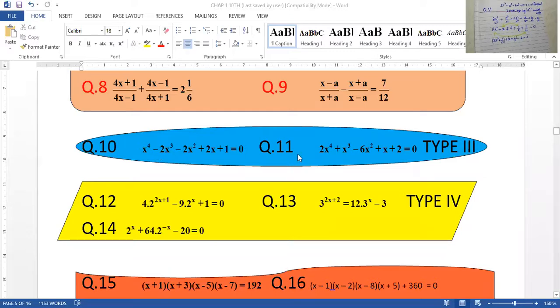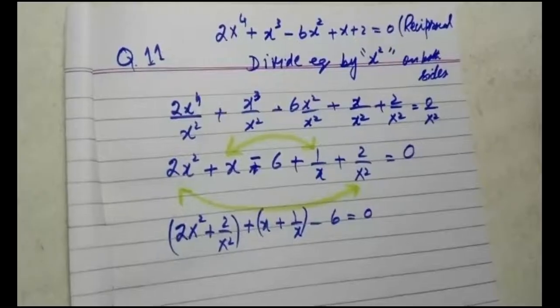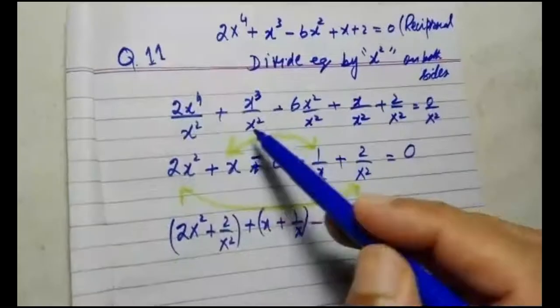In question number 10 and question number 11, both contain x raised to power 4. And these are actually the type of reciprocal type of equation. So the procedure for solving is this: in the very first step you will divide with x square, as I have done. All the terms will be divided by x square.